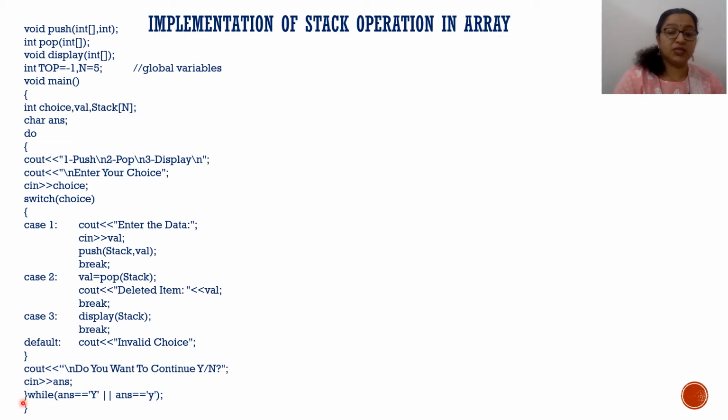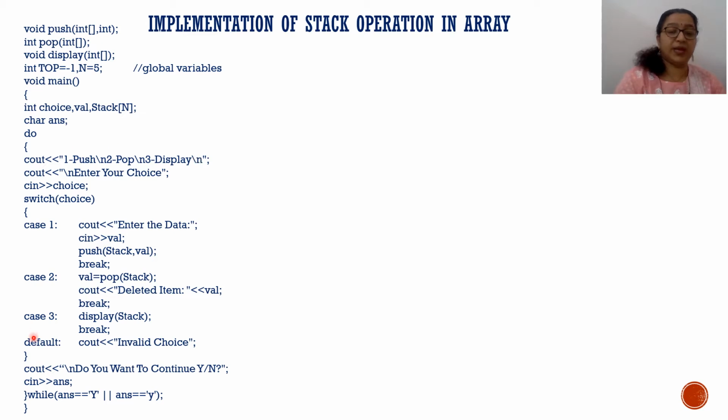So the brace closes there. That is do's. See, the loop is ending here. At the ending time, we are checking answer is equal to Y, if it is capital Y, or answer is equal to small letter y. Semicolon is there. If it is Y, again the execution will move to the menu options.